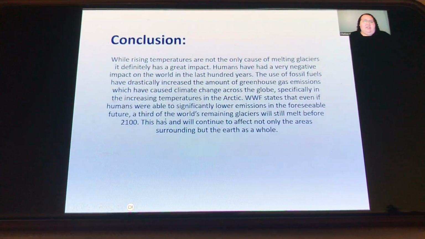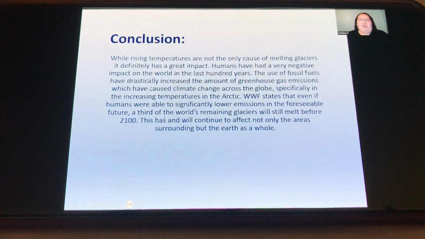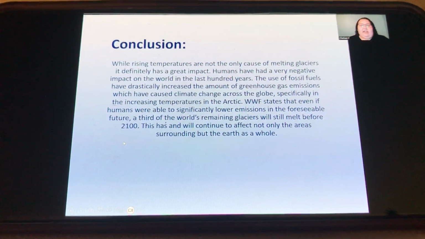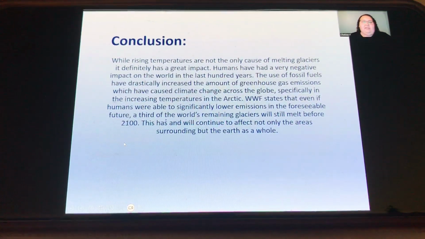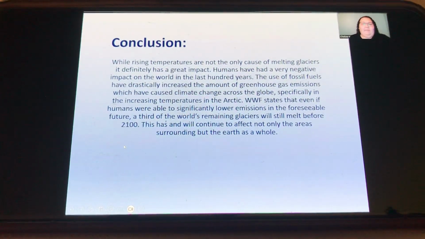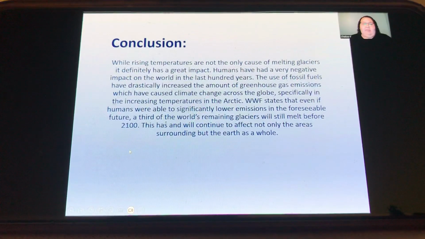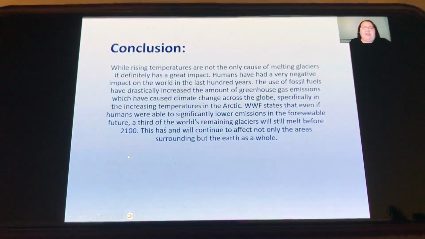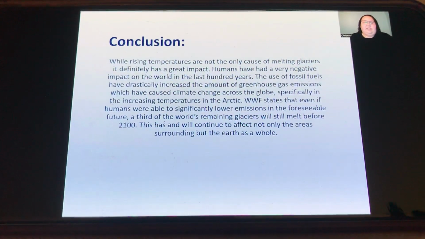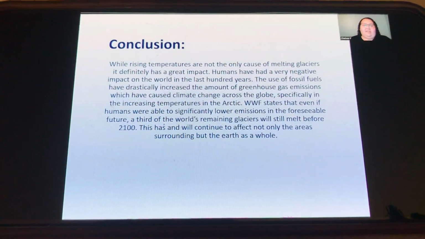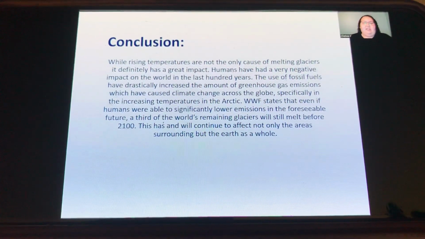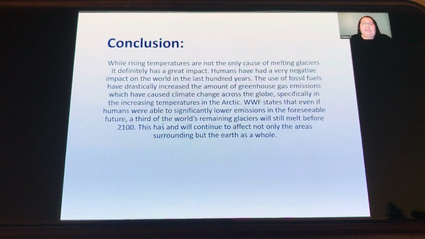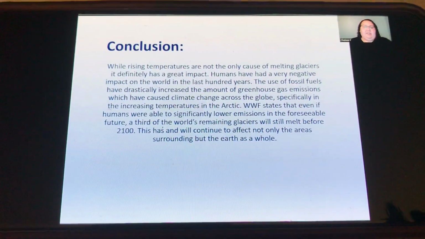So in conclusion, while the rising temperatures are not the only cause of melting glaciers, it definitely has had a huge impact, which is shown in the graph. Humans have had a very negative impact on the world in the last 100 years. The use of fossil fuels has drastically increased the amount of greenhouse gas emissions and has caused climate change across the globe, specifically seen in the increasing temperatures in the Arctic.